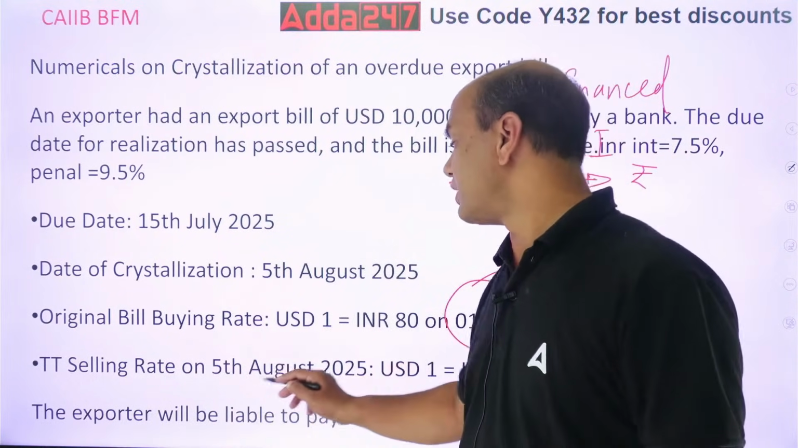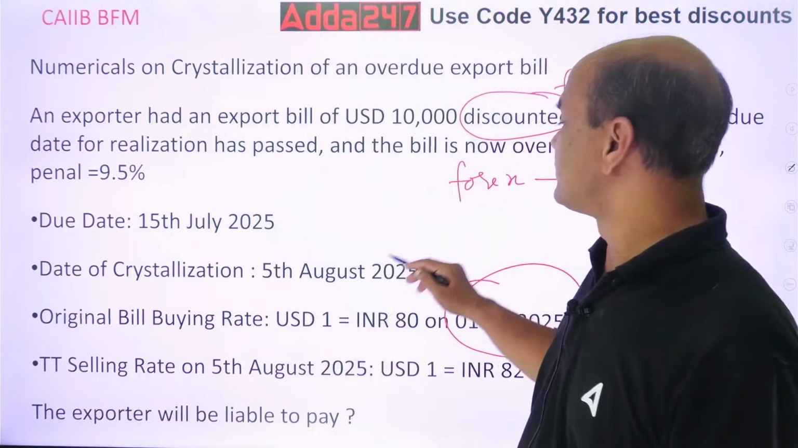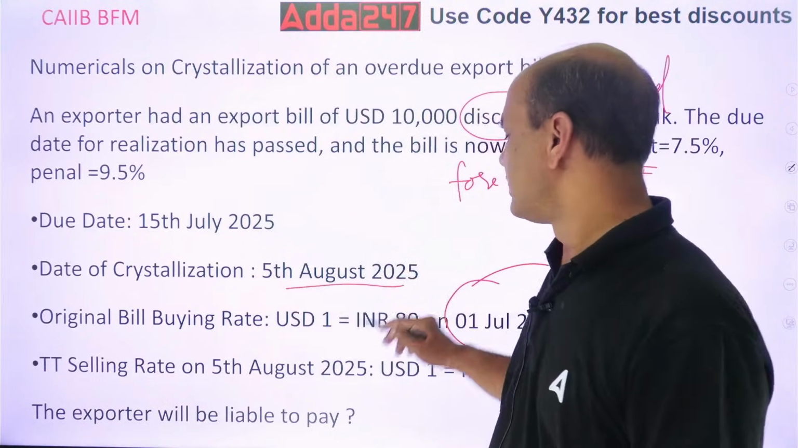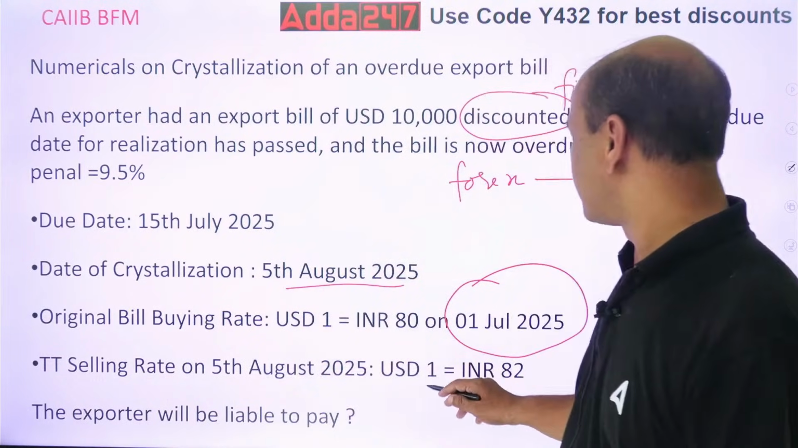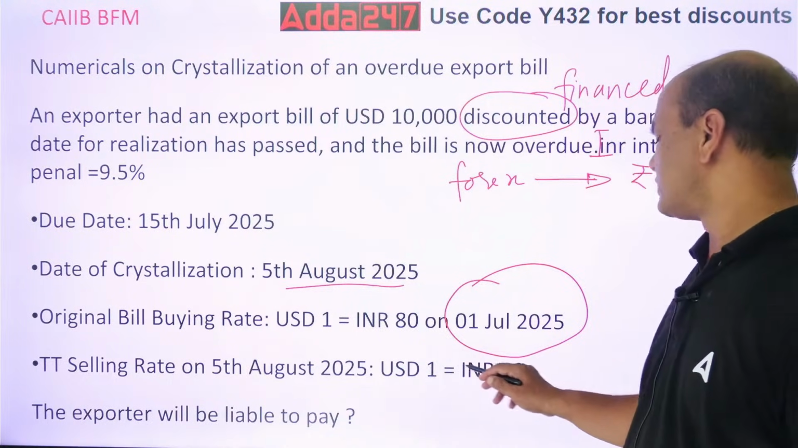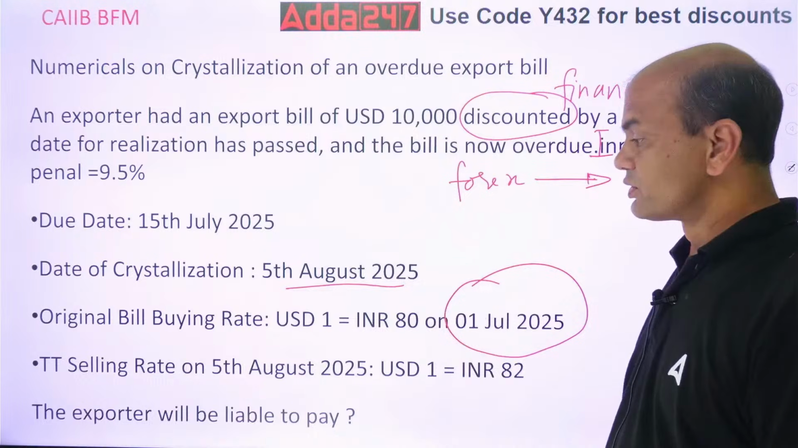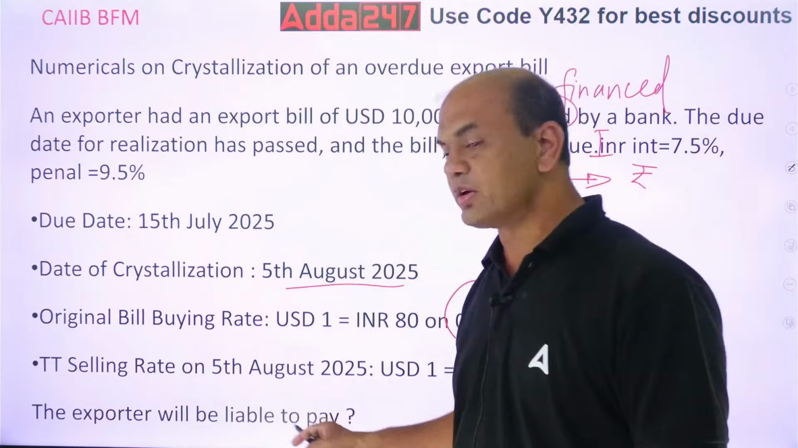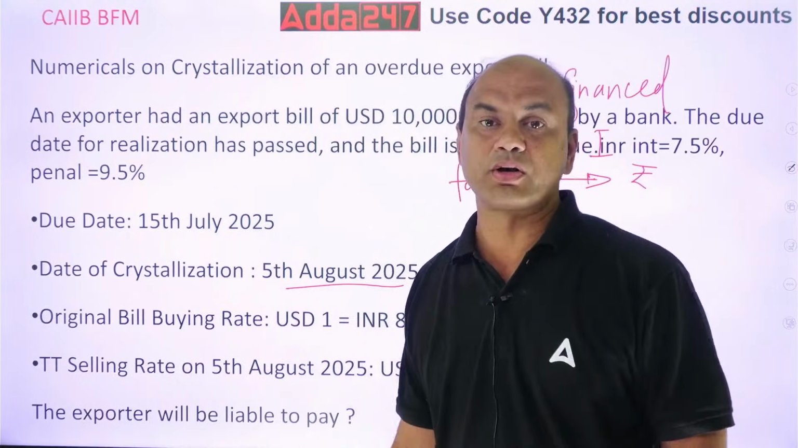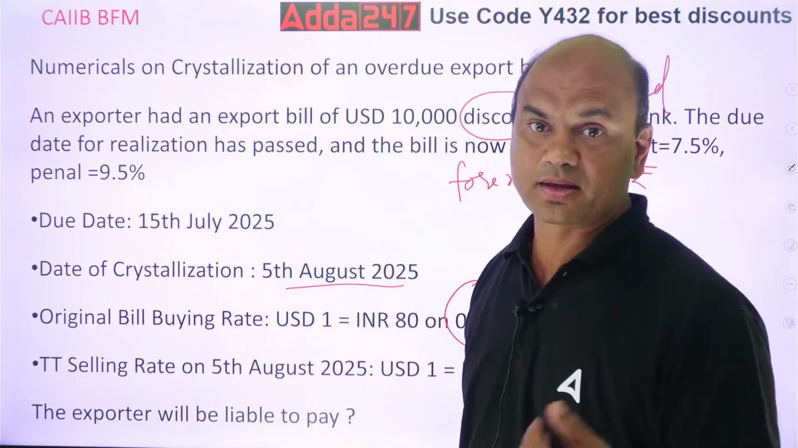TT selling rate on 5th August. See, what is 5th August? Crystallization. On 5th August, 1 USD equals INR 82. Okay. So what amount will the exporter be liable to pay? What is the amount the exporter should pay to the bank?